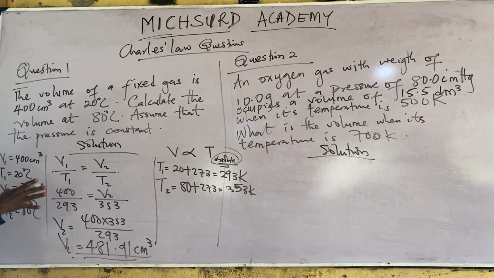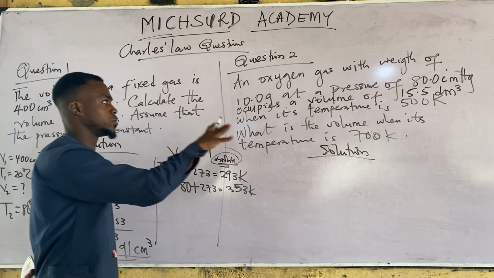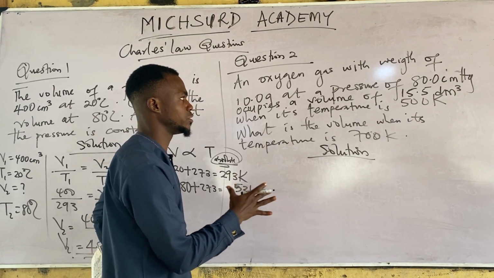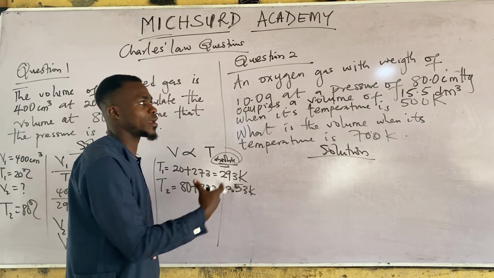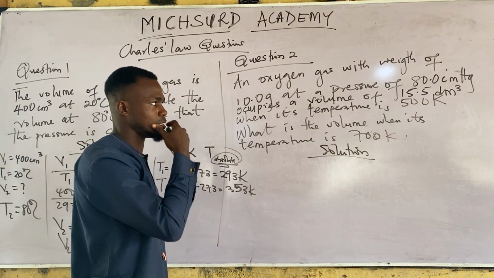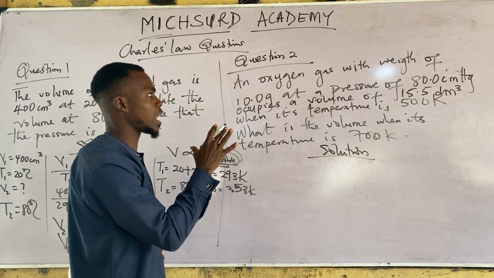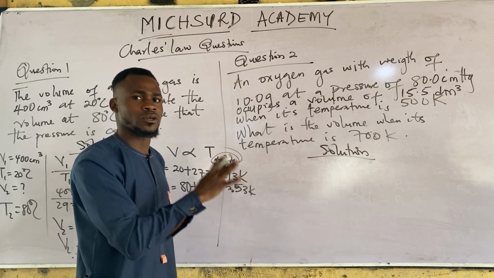So with Charles' Law, we are able to solve this. Now let us solve this other problem, question 2. If you watch, it's also a problem of Charles' Law, because we are given the volume and the temperature, and we assume that the pressure is constant.